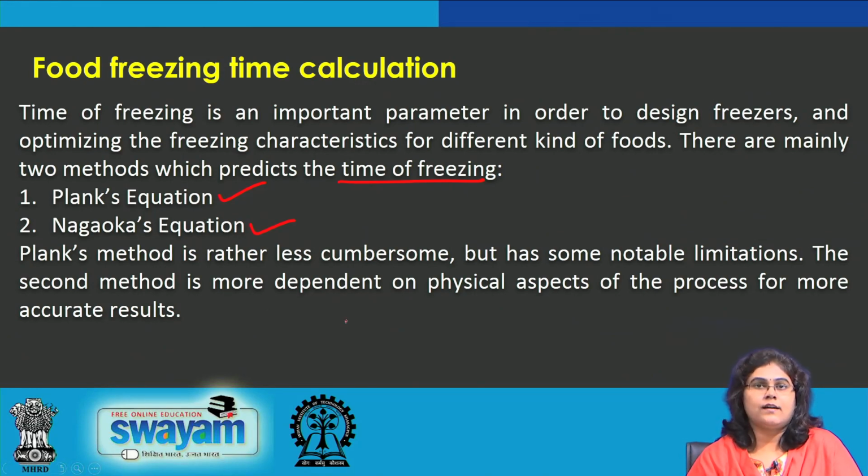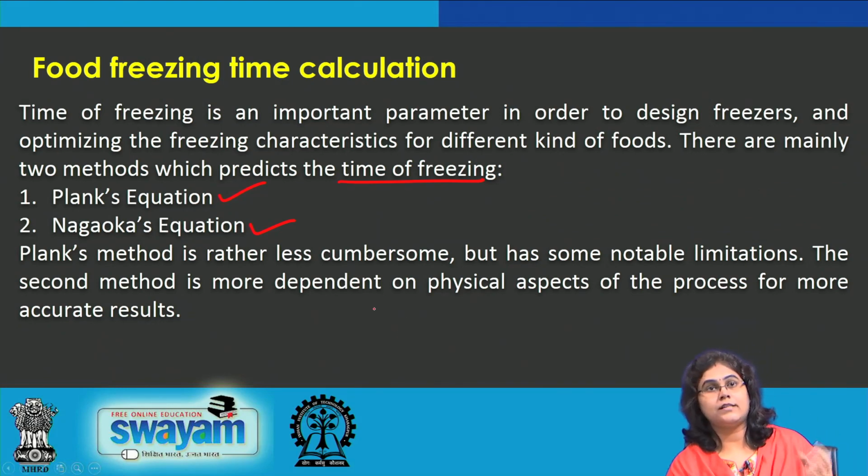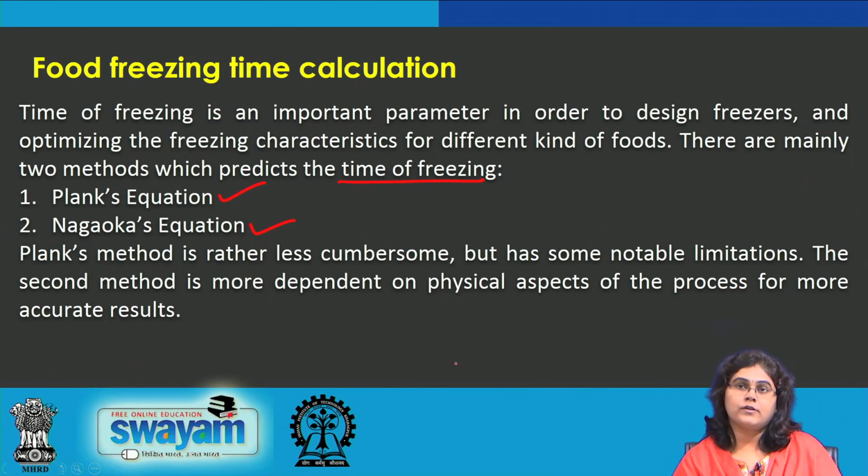Planck's equation is less cumbersome, but has certain limitations. And the second method, that is the Nagaoka equation, basically depends on the physical properties of the process as well as the food materials also. So, we will be discussing both the methods.